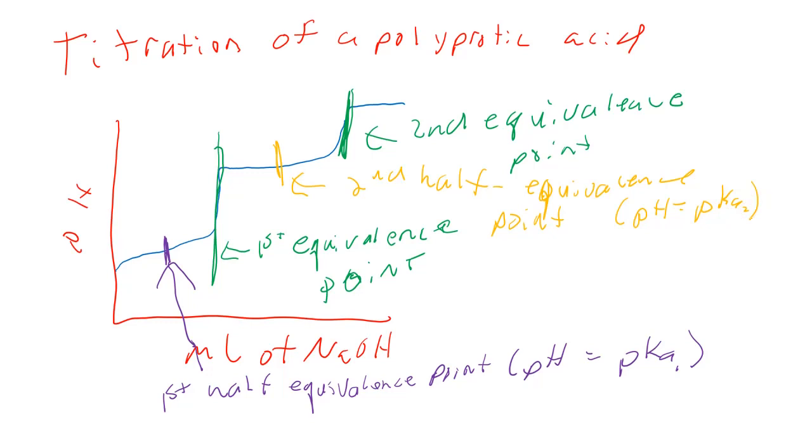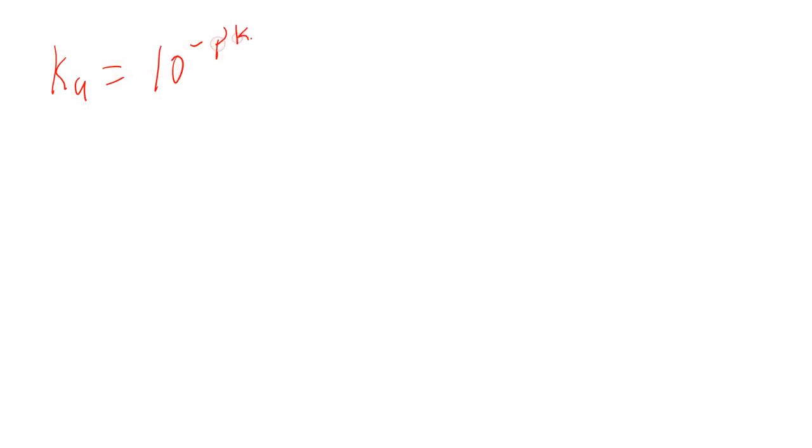Once you've created these graphs, and you'll make a graph in Excel plotting your milliliters of sodium hydroxide versus your pH, you are going to get your pKa, and then you will calculate Ka. Remember, if you know pKa, we take 10 to the negative pKa.